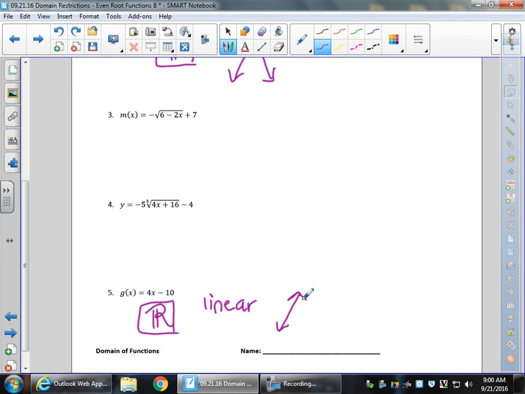Remember, not all roots have restrictions. What kind of root does not? In general, cubic is what kind? Odd or even? Odd. Do you see an odd root on here? Look at your radical signs. Number 4, all real numbers. Odd root. I don't need the sketch, but I do want you to tell me that it's odd.